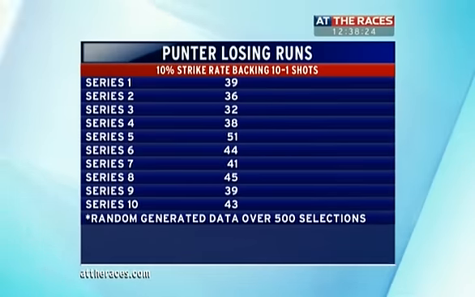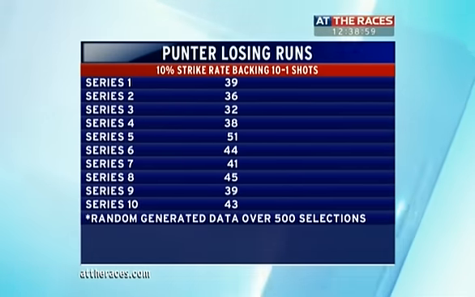The first thing I did was I ran a series of 10 simulations, each containing 500 selections, each containing 500 pieces of data, where it's an imaginary punter who has a 10% strike rate, and all his selections are 10 to 1 shots. Now, I realise this isn't a normal way of doing it, because no punter only backs 10 to 1 shots, but it gives us an idea of what sort of losing runs to expect. So one in every 10 is winning, effectively. Now, what that means is this punter is a long-term winner, because he's a 10% strike rate backing 10 to 1 shots, you will be winning long-term. It should be 9 to 1 shots, but he's backing 10 to 1 shots.